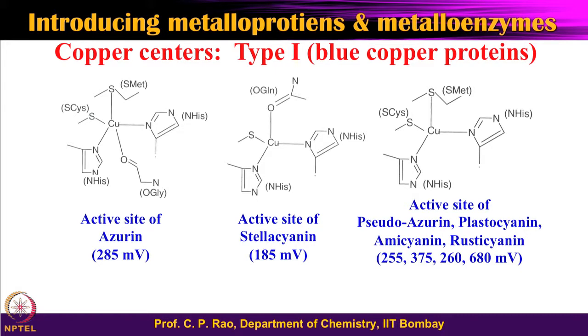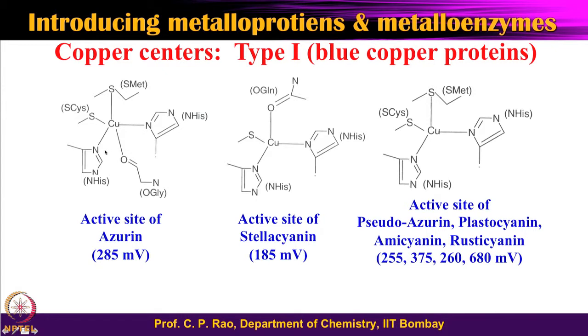Let us take, to start with, type 1 copper centers. These are also referred to as blue copper centers. These are also referred to as electron transfer copper proteins. Whether you say electron transfer copper protein, blue copper protein, or type 1 protein, all of them are one and the same. So, do not get confused. I will be using different terminology at different stages. Type 1 is the same as blue copper protein, is the same as the electron transfer copper proteins.